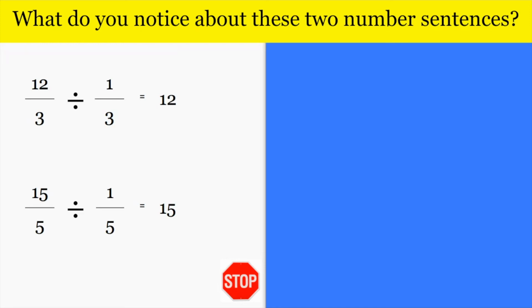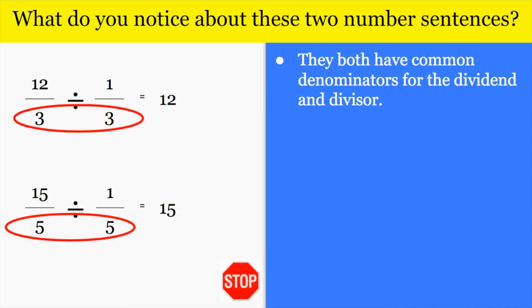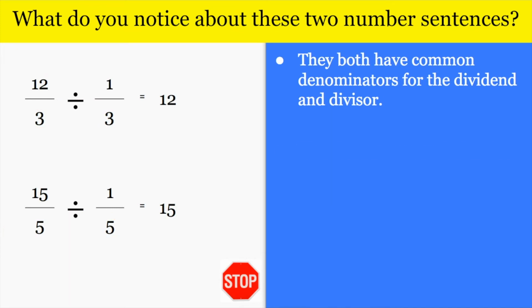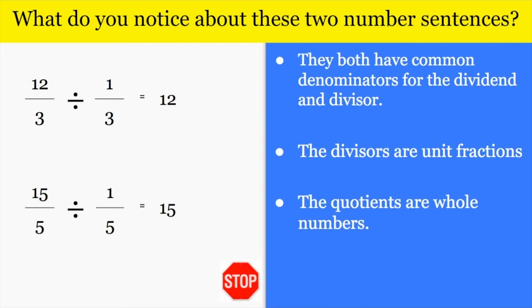Okay, friends, let me share what I noticed when I look at the 2 number sentences. They both have common denominators for the dividend. They have thirds or fifths. They're both common denominators. The divisors are unit fractions, 1/3, 1/5. Remember, a unit fraction is a fraction with a 1 in the numerator. The quotients are whole numbers, 12, 15. Remember, quotients means answers when you are dividing.